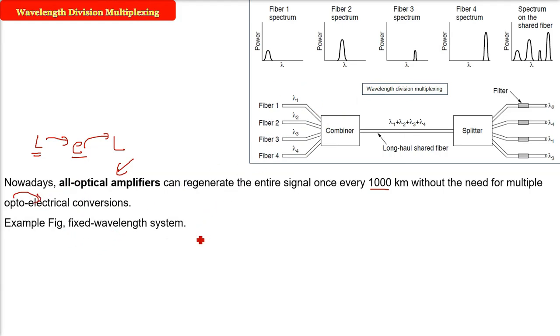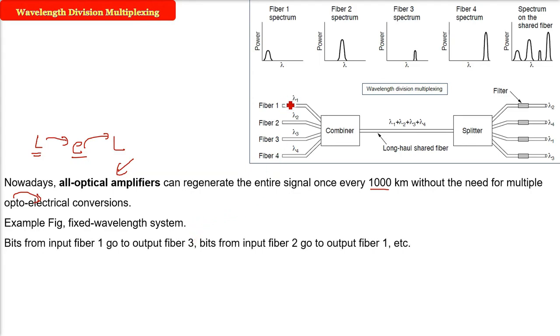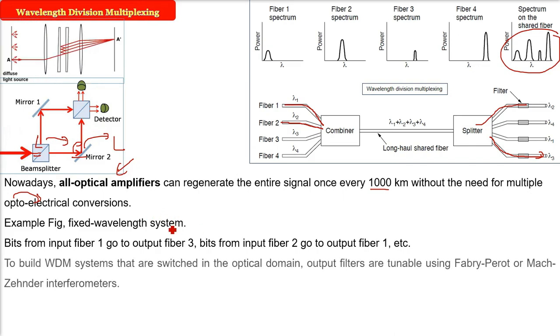So we have a fixed wavelength system. For example, in this figure, bits from input fiber 1 go to output fiber 3, and the bits from input fiber 2 go to output fiber 1. Different spectrums are there, and when they are combined, these are the spectrums on the shared fiber. Now the wavelength tuning has to be done.